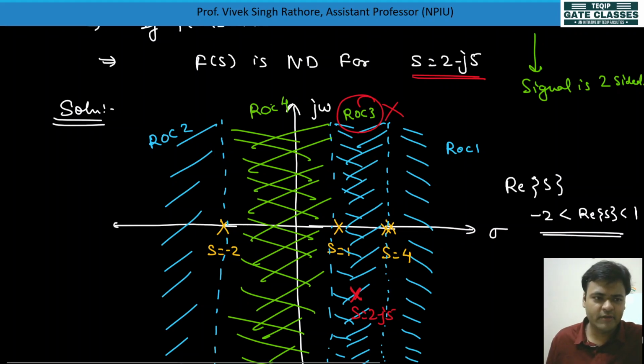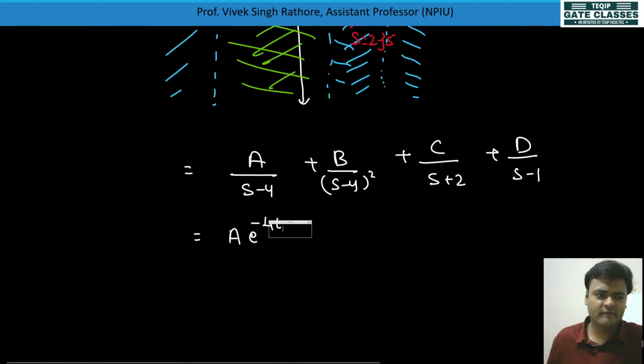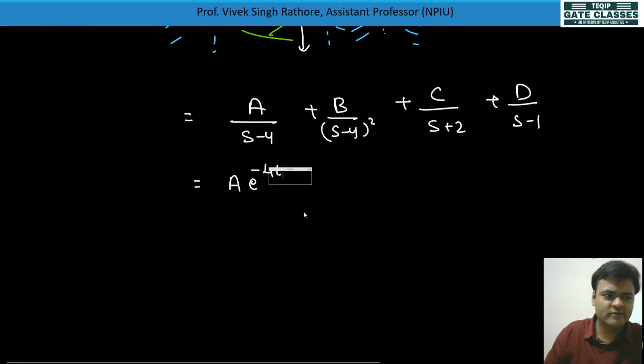It will make it complicated. So better to understand that if it is left hand sided for s equal to 4, and for s equal to 1 also left hand sided, we'll take only s equal to 1 because it is the smallest pole. So that will be the better choice. So we'll take e to the power minus 4t will be there.